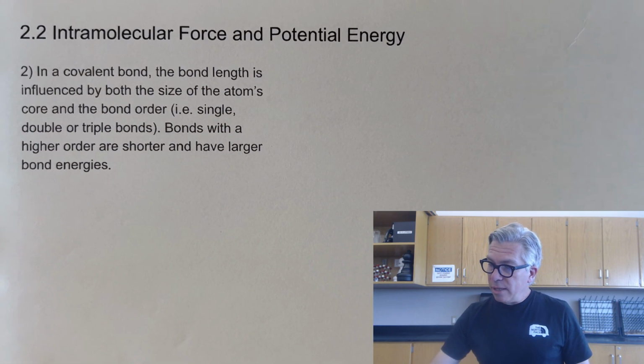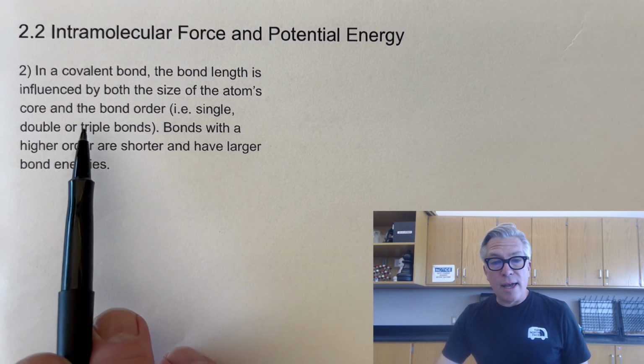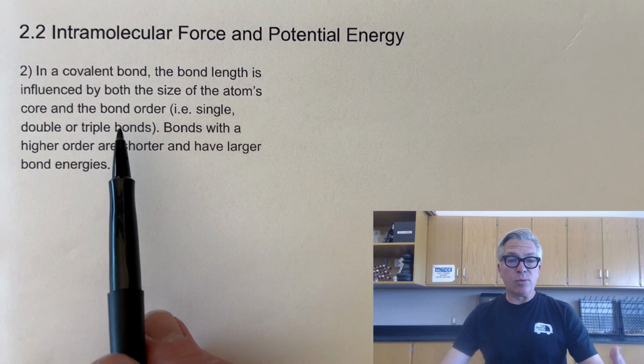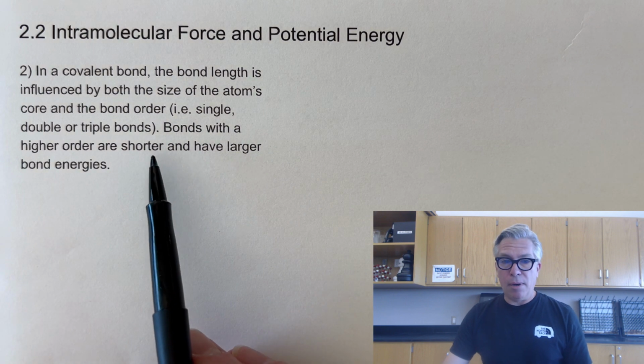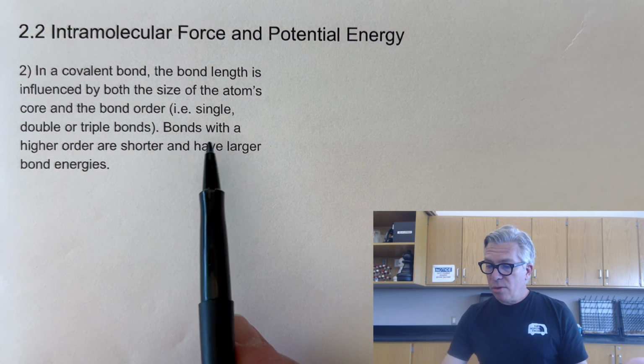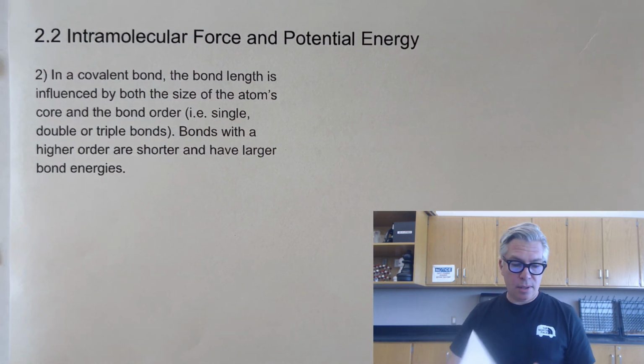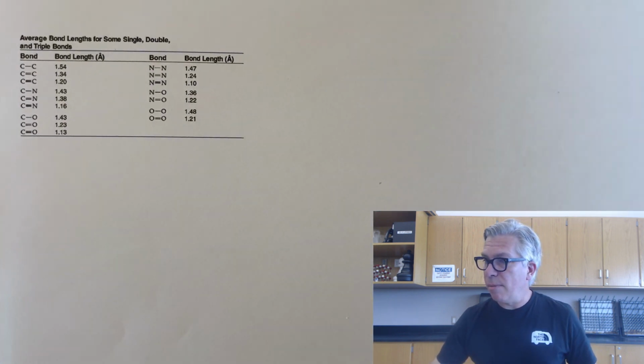Okay, let's talk about the actual values. In a covalent bond, the bond length is influenced by both the size of the atom's core and the bond order. And what we mean by that is whether it's a single, double, or triple bond. You can't go beyond triple, doesn't happen. Bonds with the higher order are shorter and have larger bond energies. All right, and I have a couple of charts. Just these values, you do not have to memorize those.